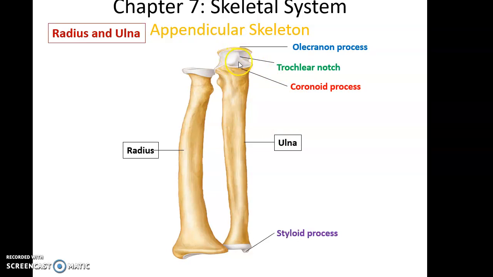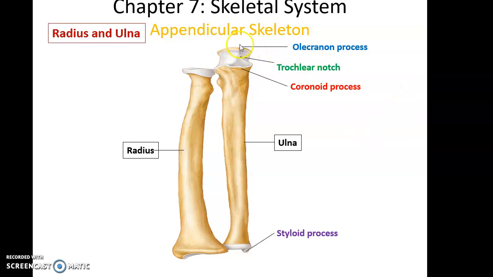So it's like the inside of a C, nice and curved, called the trochlear notch. Trochlear notch fits around the trochlea of the humerus. It has a lip of bone tissue sticking out anteriorly called the coronoid process. Coronoid process fits into the coronoid fossa.